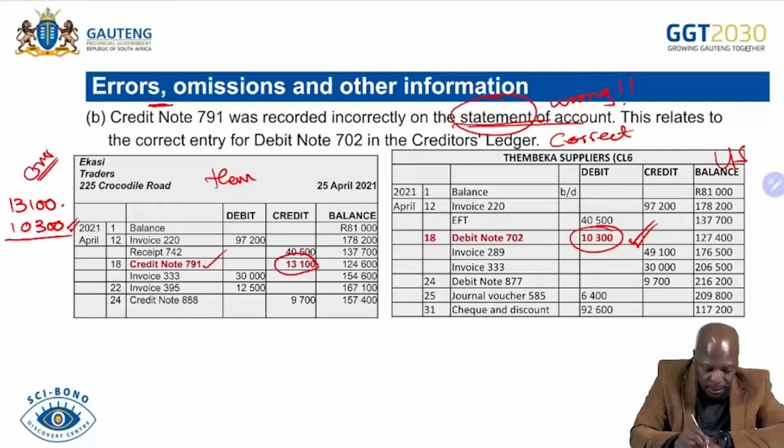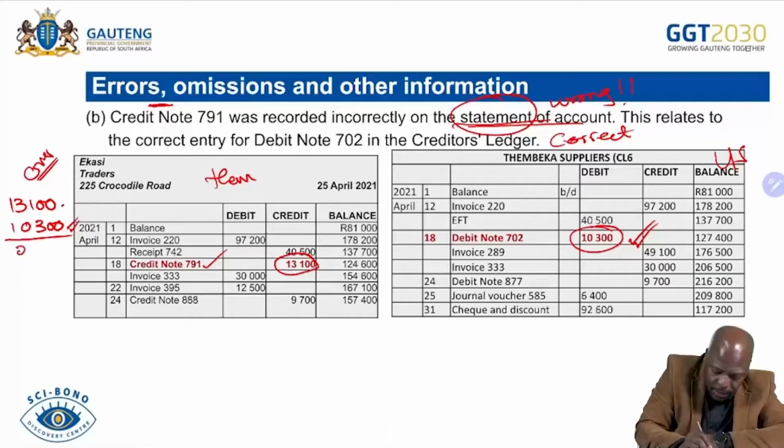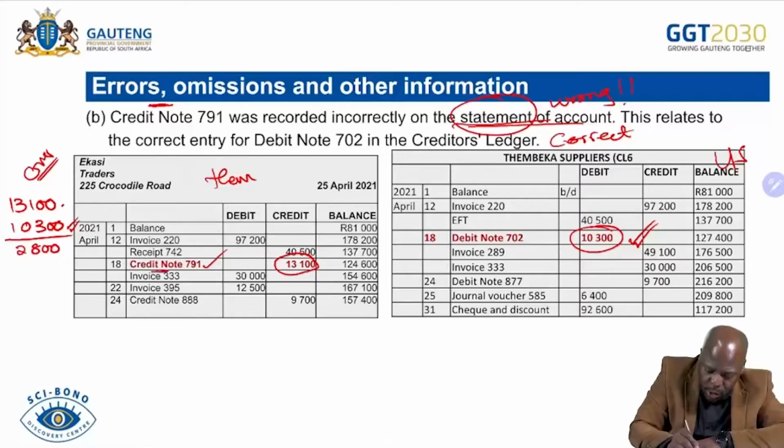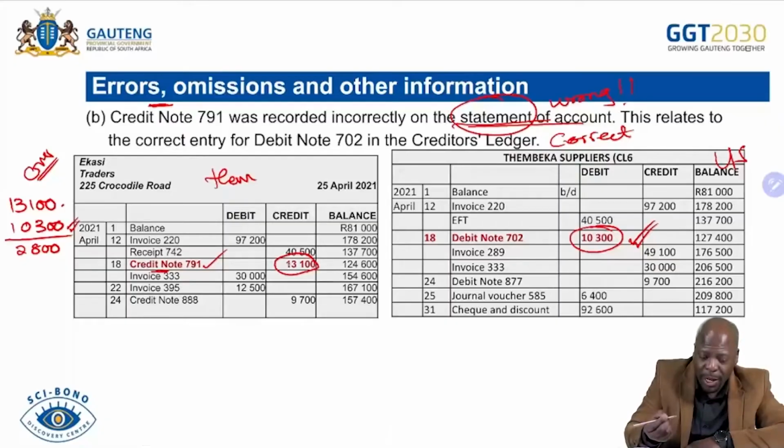So we get the difference, therefore. How much? If you say 13.1 subtract 10,300, how much do you get, guys? You should get 2,800. Okay, so what does that mean? That means this credit note is more by 2,800. Now it becomes very simple. If your credit note is more by 2,800, how do you correct it?